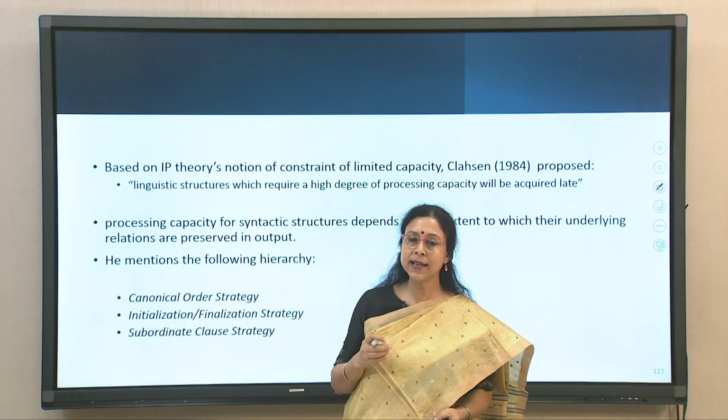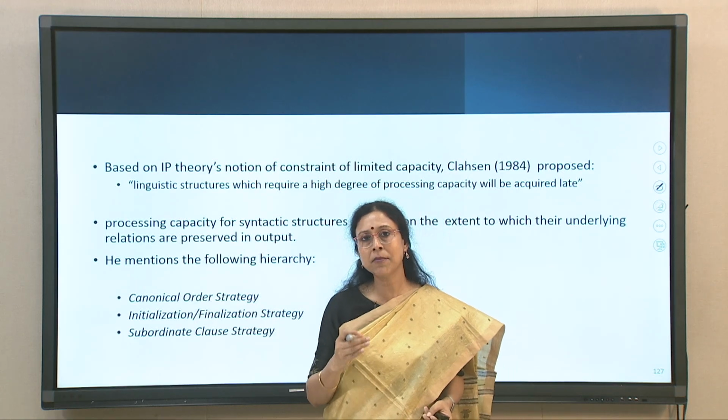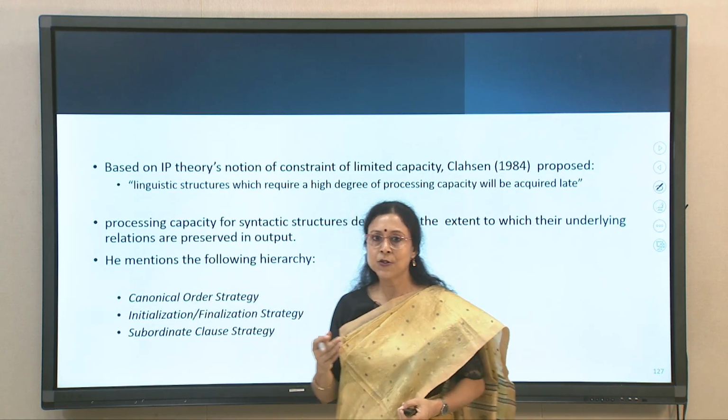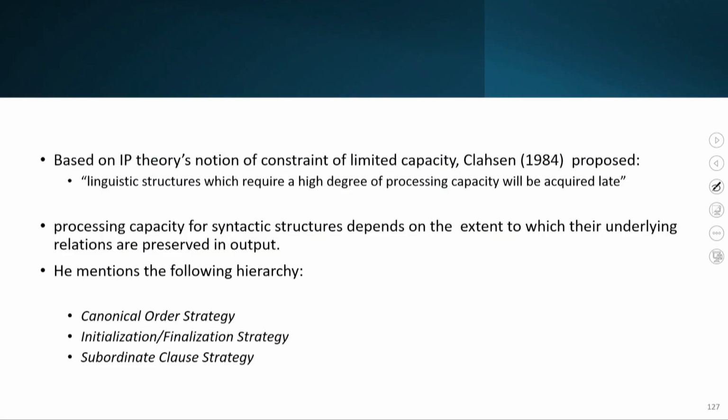Now, how do we optimize? This is how we optimize. We take care of one problem and then move on to the other. So, as Clahsen proposes, for example, linguistic structures which require a high degree of processing capacity will be acquired late. So, we optimize by taking care of the simple task first and then move on gradually to the higher level. And when we have reached the higher level, it also has smaller, simpler components, right. So, let us say it has 10 components, 5 have already been mastered. So, the remaining 5 we now take care of.